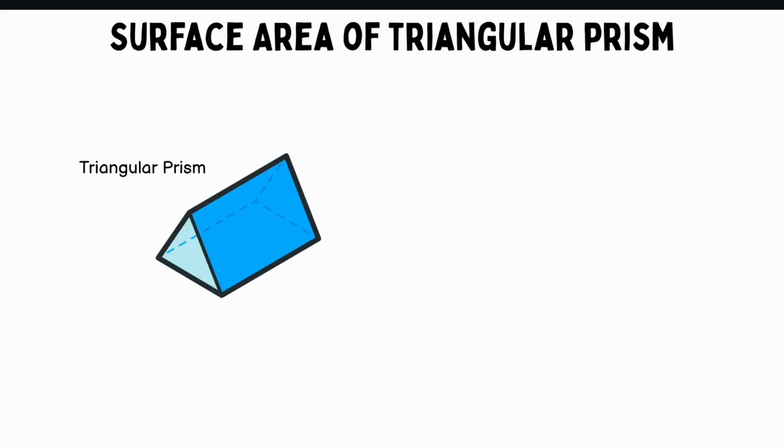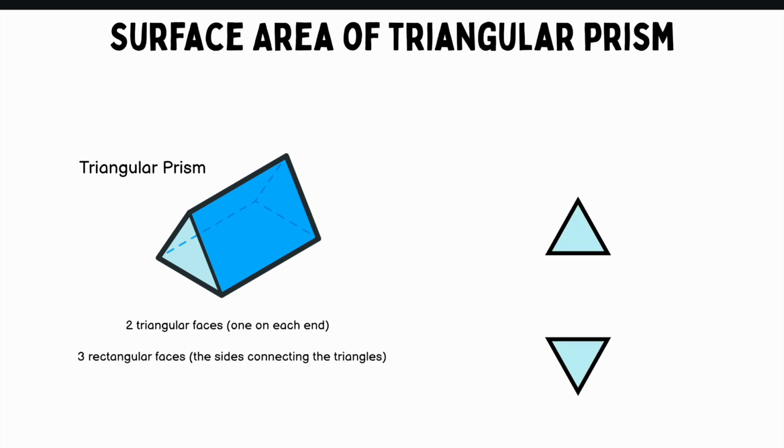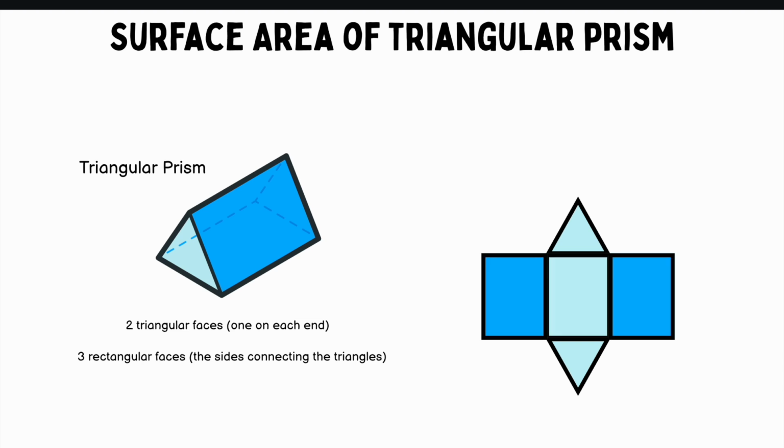Here we have a triangular prism. A triangular prism has two triangular faces, one on each end, and three rectangular faces, 1, 2, 3, the sides connecting the triangles. Two triangles plus three rectangles equals 5 faces, 1, 2, 3, 4, 5.